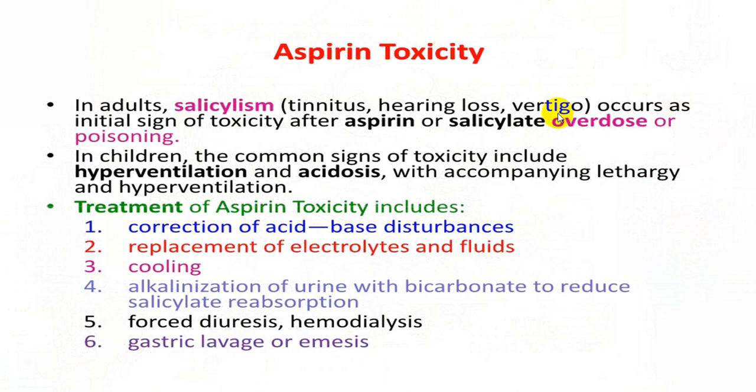So first is lavage. Lavage is very important. So you can give a lavage, and correct the acid-base balance by giving soda bicarb. You have to think it over. Replacement of electrolytes and fluids. You reduce the body temperature because the person develops hyperpyrexia. You alkalinize the urine by giving bicarbonates and reduce the salicylate absorption. You can induce forced diuresis by giving diuretics. You can use hemodialysis, and gastric lavage is very, very important.